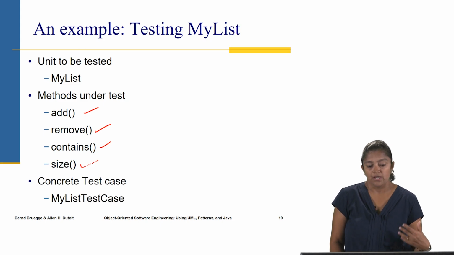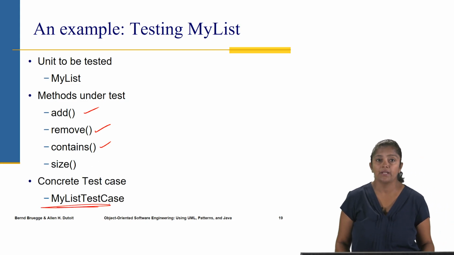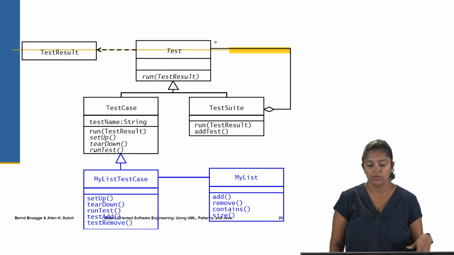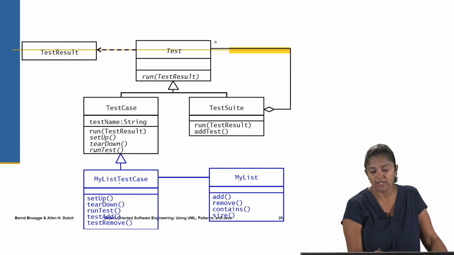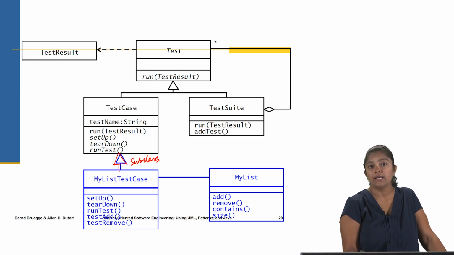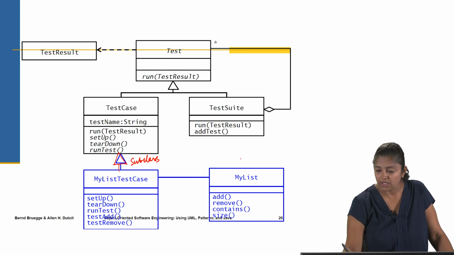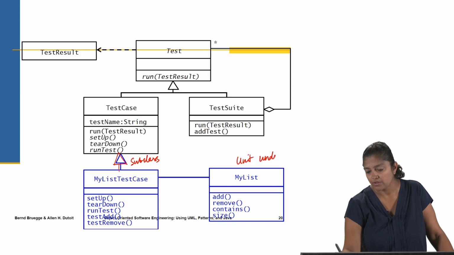So what I will do is write another test class called myListTestCase. And I'm going to use the JUnit framework in order to do this. So myListTestCase is a subclass of test case. So here we are using the UML notation. So it's a subclass of test case. So it inherits all of the data and behavior of test case, and then any other new methods that are specific to my list. So here's the unit under test, the unit that's being tested with the 4 methods.